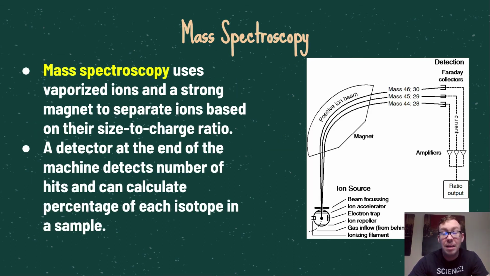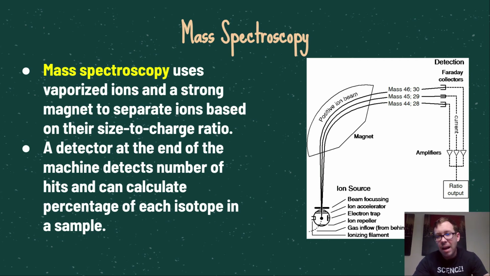So mass spectroscopy is actually a very useful tool. It uses vaporized ions and a strong magnet to separate ions based on their size to charge ratio. So essentially, we give all of these ions a similar charge. And if we notice here, things that have a smaller mass but a similar charge, so for example, if I look on the right-hand side here, we have isotopes with a mass of 46, 45, and 44. Those with a smaller mass and yet a similar charge are going to curve off of that path with that magnet earlier than ones with higher masses.